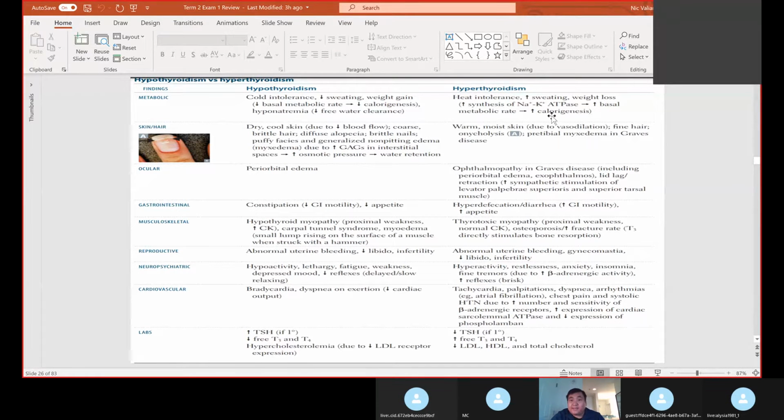So hyper, everything is high. Heat intolerance, increase in sweating, weight loss. Warm and moist skin, they're sweating a lot, right? Fine hair, you can have pretibial myxedema in Graves' disease. What else can we see in Graves' disease? Ophthalmopathy, right? You have periorbital edema, exophthalmos.